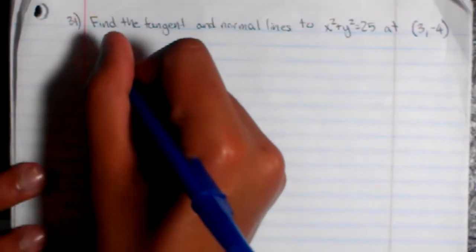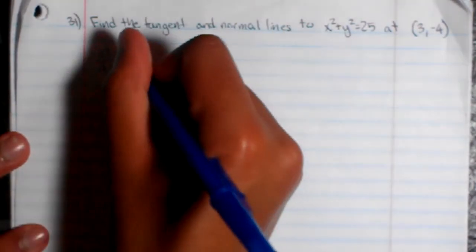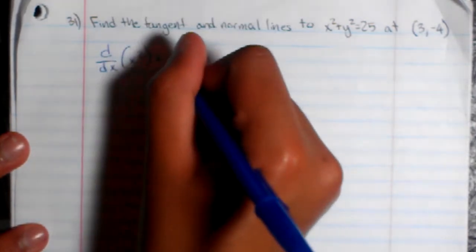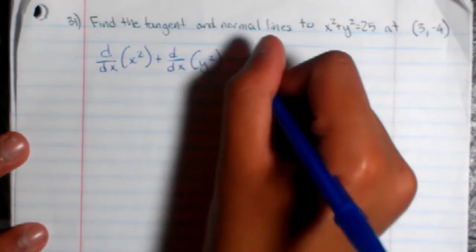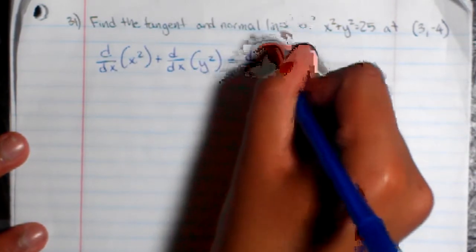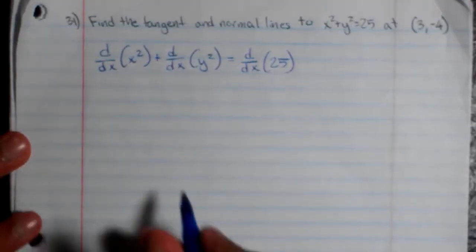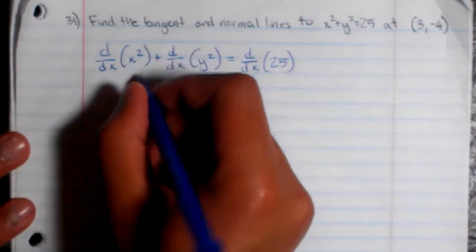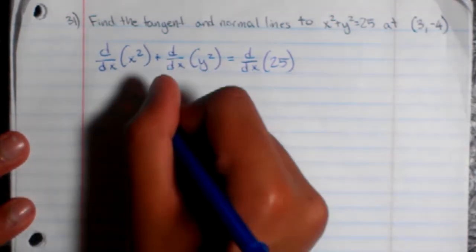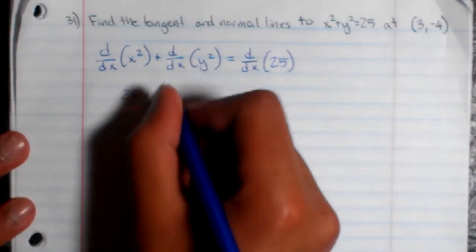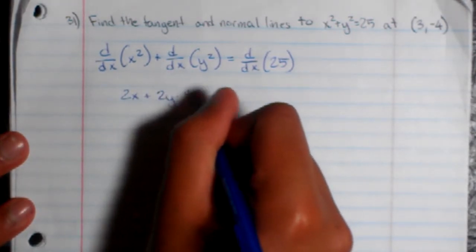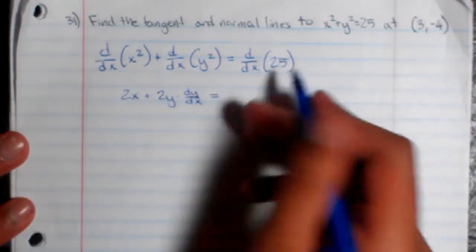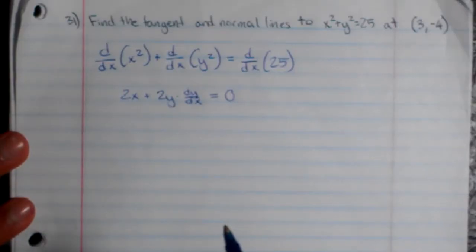And so the derivative of x squared plus y squared equals 25 is the derivative of each of the terms. And the derivative of x squared is simply 2x. The derivative of y squared would be 2y times dy over dx. And the derivative of any constant would be 0.